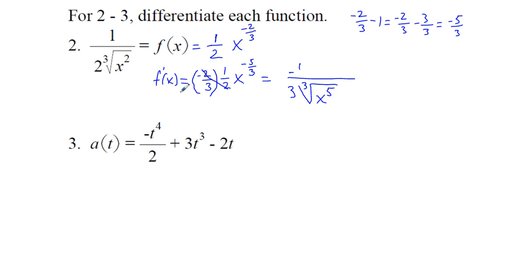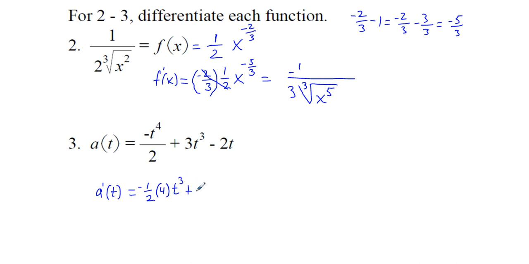So this is going to be our answer for f prime of x, right here. Okay, next, a of t, differentiate. So we're going to obtain a prime of t, and we're going to use the power rule, and I'm going to change this 1 over 2 to 1/2, and then we have actually negative 1/2, because that's going to be negative t to the 4th power, and then we just take that power of 4 and multiply it here, and we're going to have t to the power of 4 minus 1, which is 3.